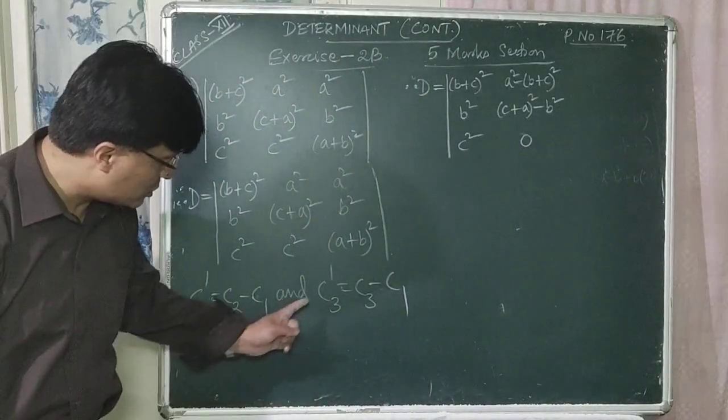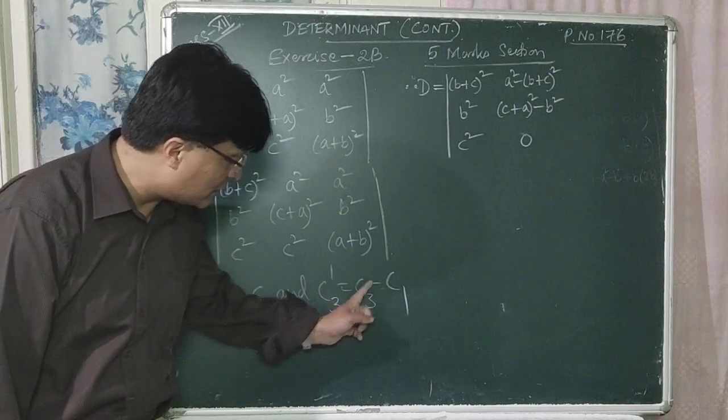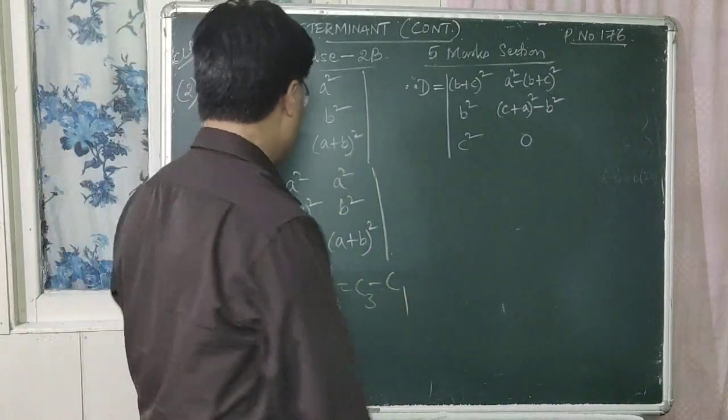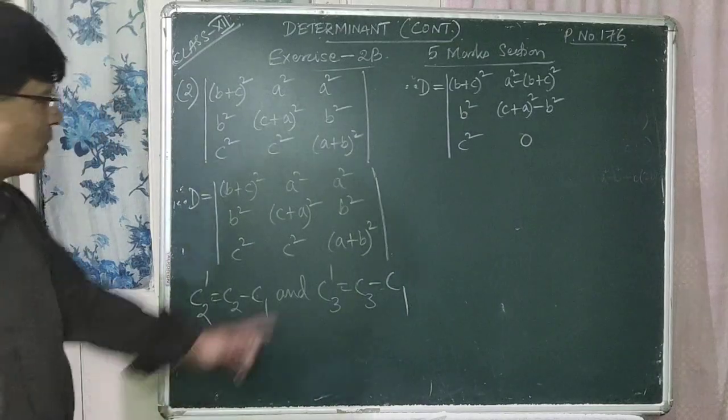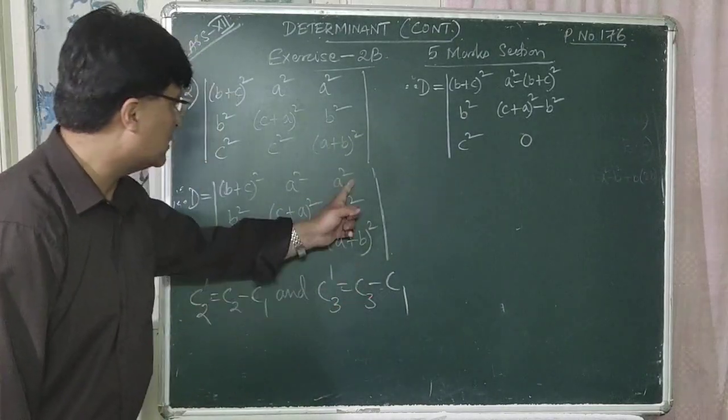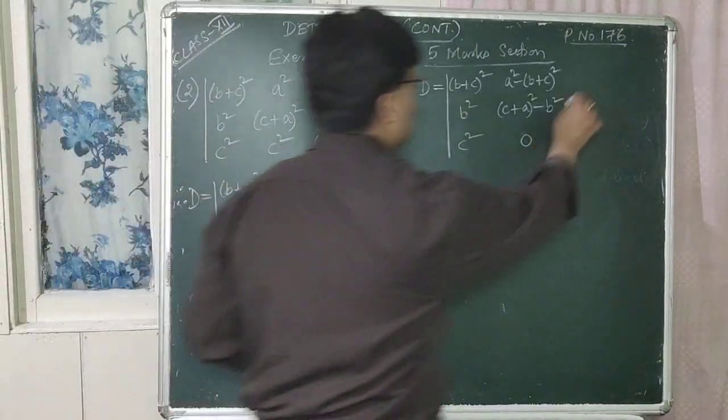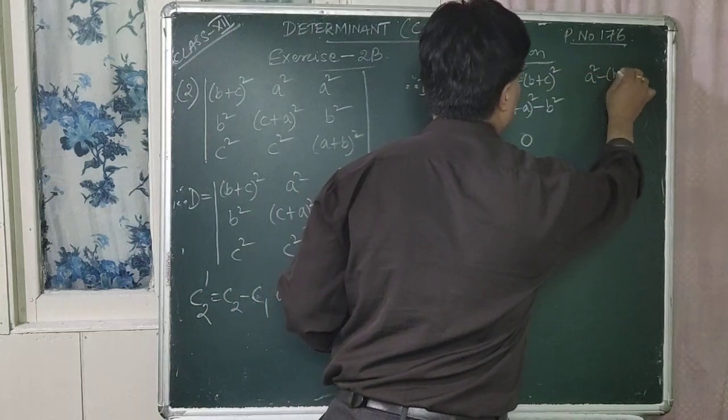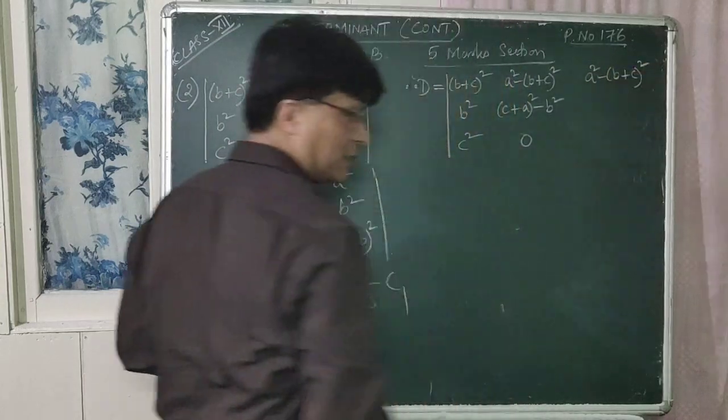Next, which property is used? C3 dash is equal to C3 minus C1, right? So what is the new third column? Again, C3 minus C1, this minus this, right? So this is A square minus B plus C whole square.